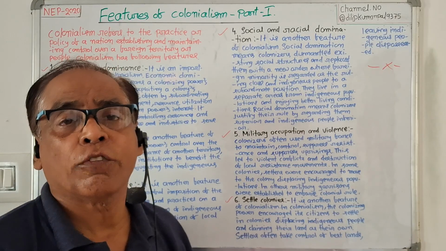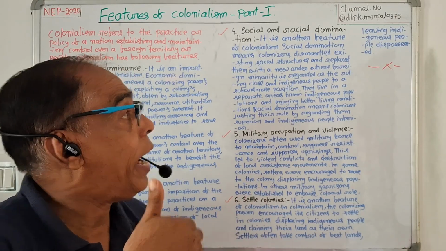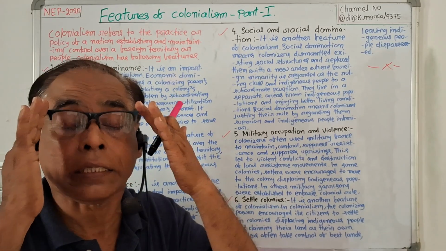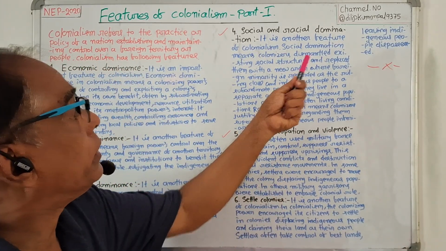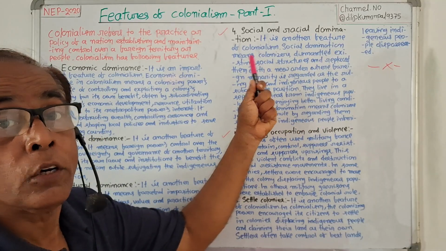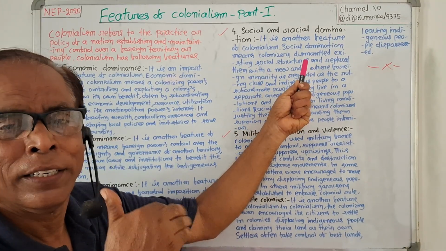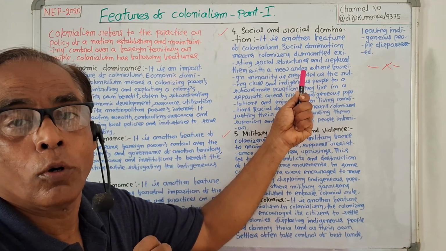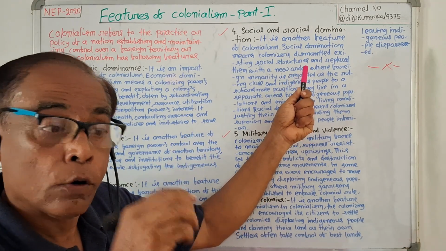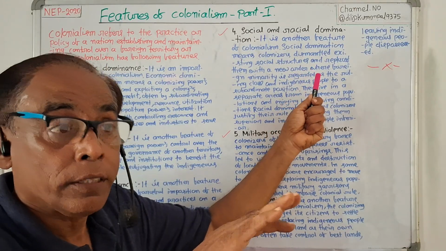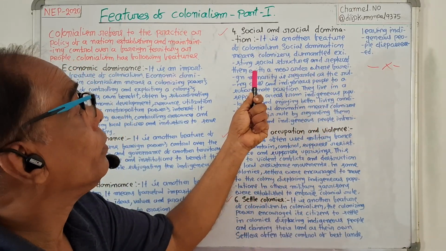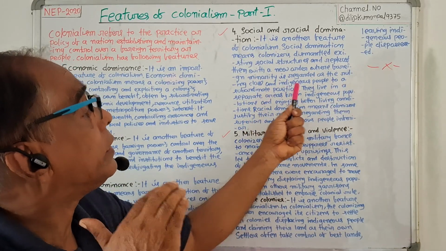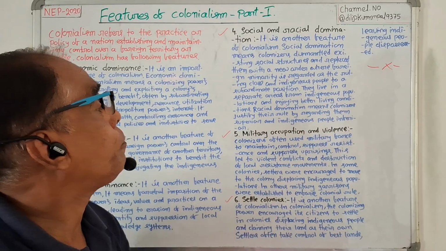Another feature of colonialism is social domination and racial domination. Social domination means colonizers dissolve the existing social structure. The colonizers will dismantle the existing social structure and replace it with a new order where foreign minorities are regarded as the ruling class and indigenous people are in a subordinate position.